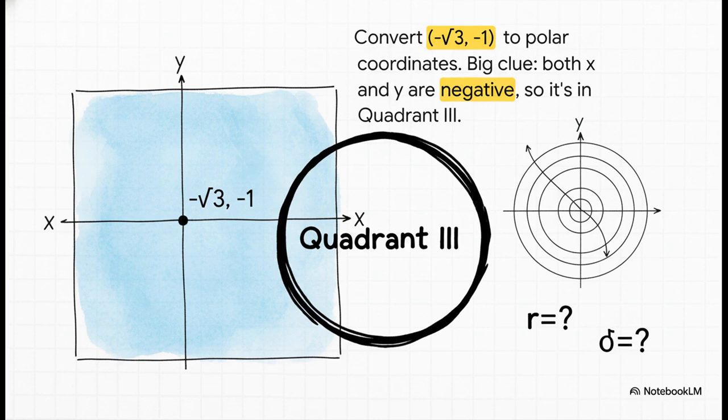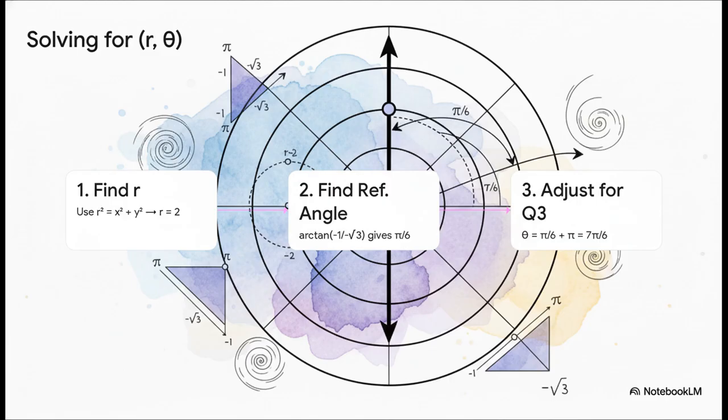It's screaming at us that this point lives down in quadrant 3. Let's just follow the steps. First, we find r with Pythagoras. So r squared equals -√3 squared plus -1 squared. That all works out to 4, so r is 2.